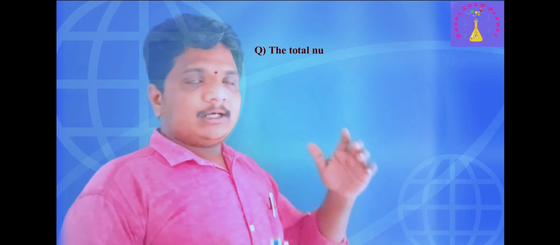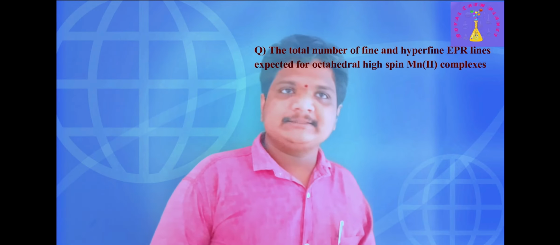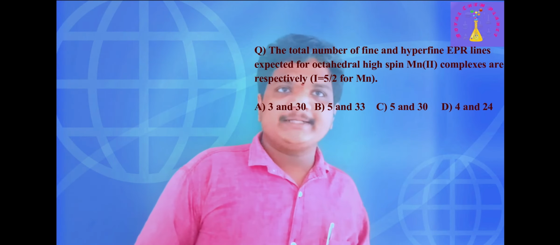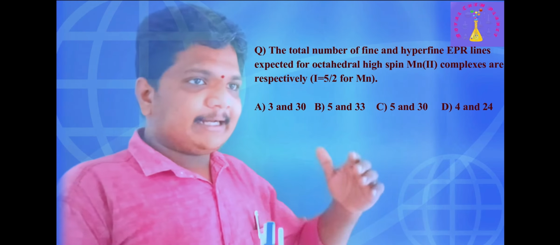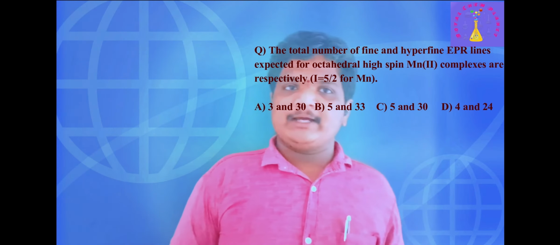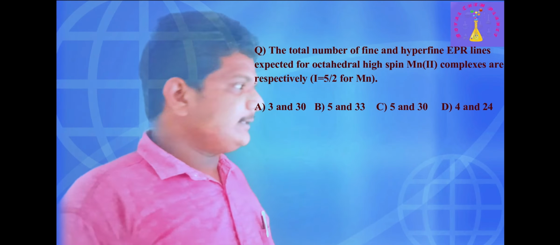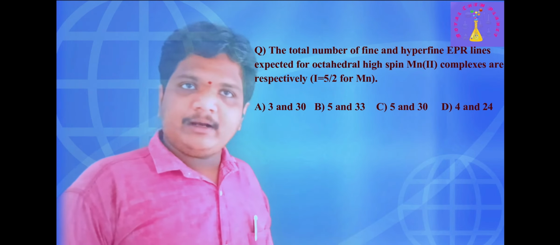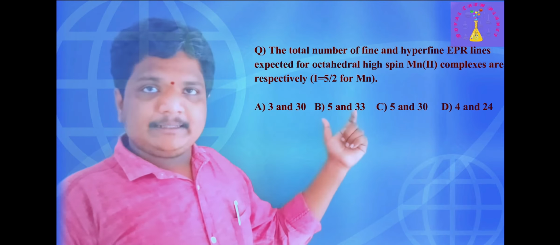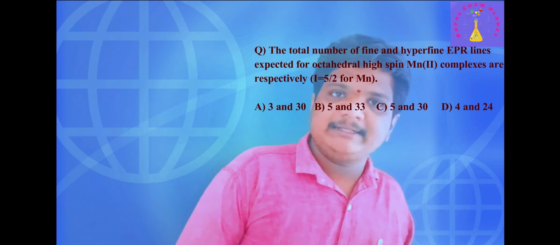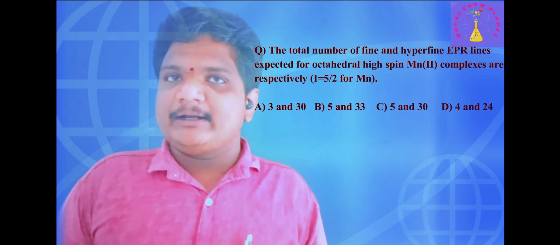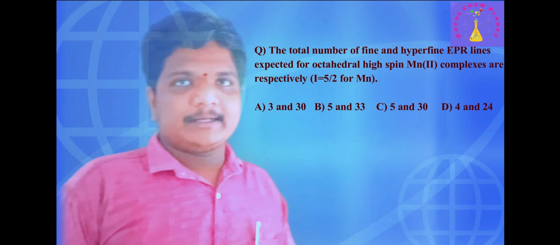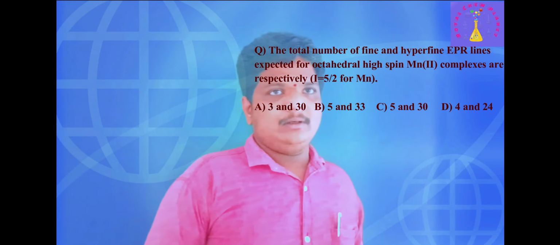Here the question is: the total number of fine lines and hyperfine lines expected for octahedral high spin Mn+2 complexes are, respectively. So here they are asking the number of fine lines and hyperfine lines for the Mn+2 complex. They have given the I value for manganese, that is 5/2. Option A is 3 and 30, option B is 5 and 33, option C is 5 and 30, and option D is 4 and 24. So which one is correct? Let us solve this question.